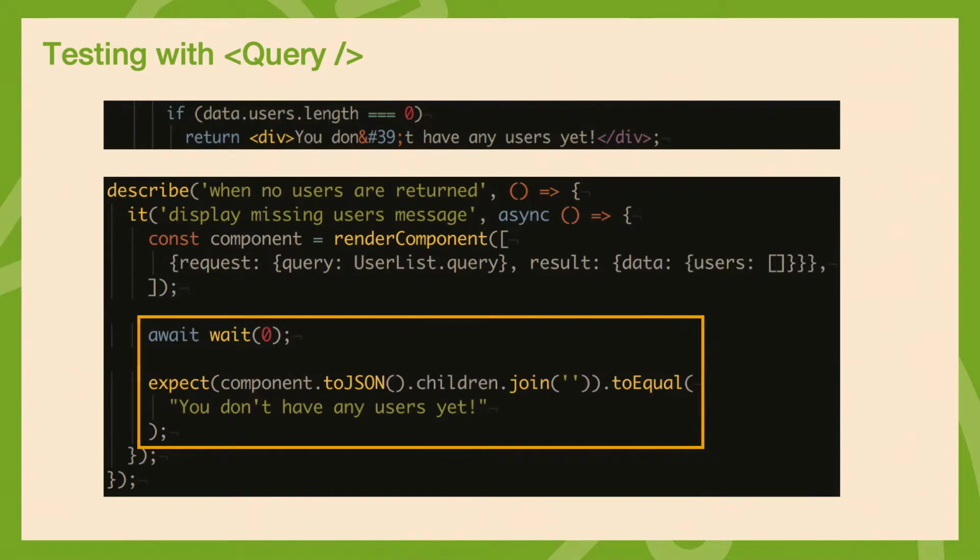Once we've done that, you'll see that when we render that same component and look at its children and join them together, we get that string, you don't have any users yet. So we've cycled the clock forward, and now the component's actually rendering something different.